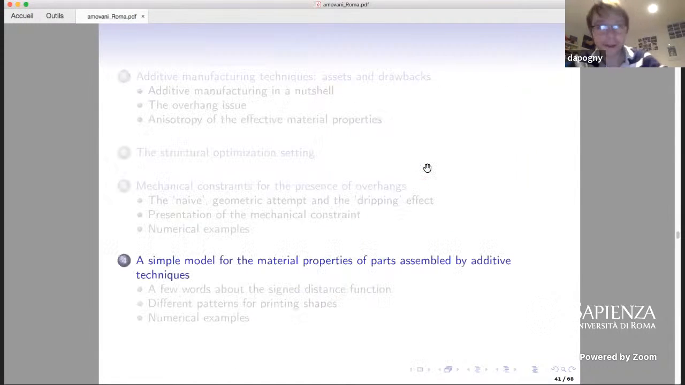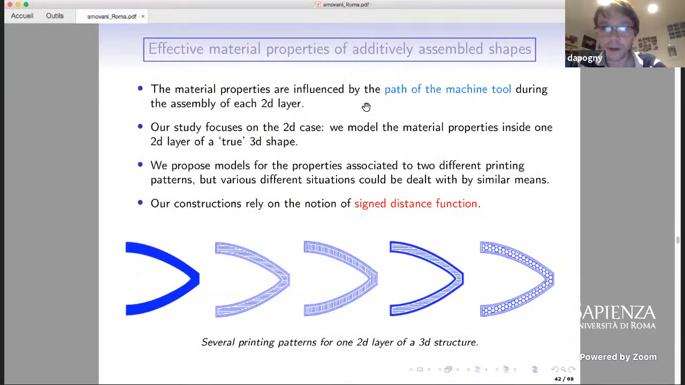All right, so now I believe I have just some time to jump to the other type of constraints related to additive manufacturing that I wanted to discuss, which are related to the material anisotropy inside the shapes assembled by additive manufacturing. So let me just remind that these properties are influenced by the path of the machine tool during the assembly of each 2D layer. And so to try to appraise this behavior, we just consider one 2D layer. We just work in 2D for this study, and we'll consider what happens in the assembly of one 2D layer.